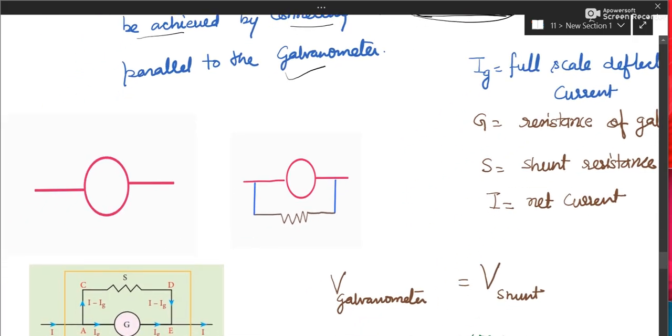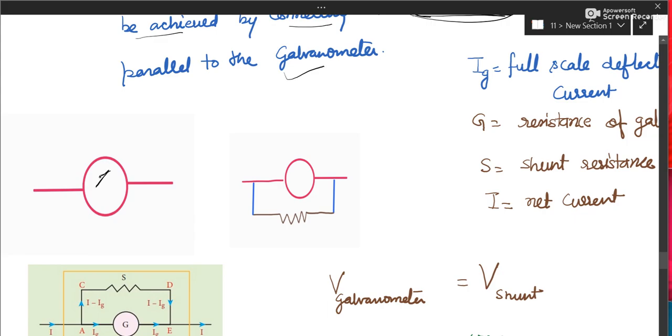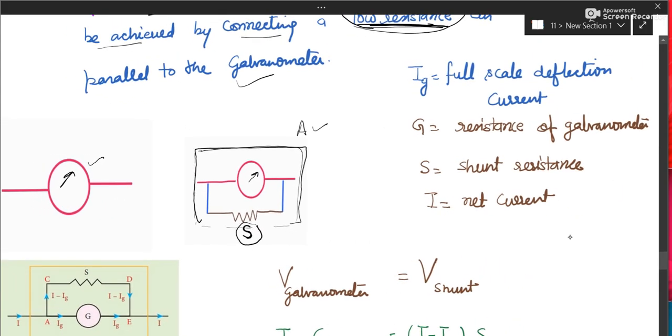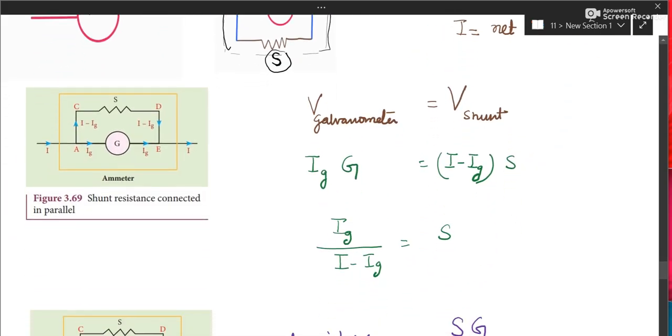So you can see here, this is a galvanometer. It can be changed into an ammeter if you connect a very low resistance in parallel. This galvanometer has a very low resistance connected in parallel, so this arrangement has now become an ammeter. Now there are certain notations that we will see. This is also the diagram. Here I have connected the shunt in parallel like this.